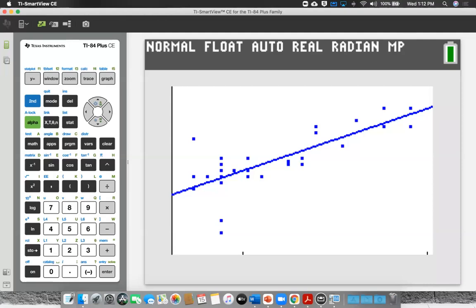So this person right here with this dot here, that actually happened. There was a person whose shoe size was this and whose height was this. Same thing with this dot, same thing with that dot. Those actually happened. The blue line didn't happen. The blue line is what we predicted would happen.